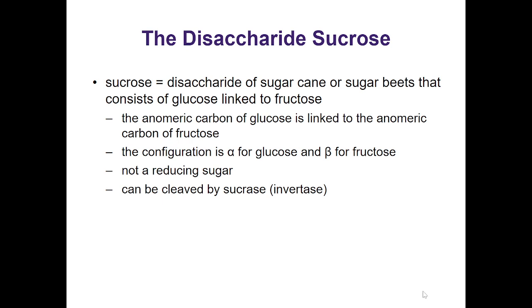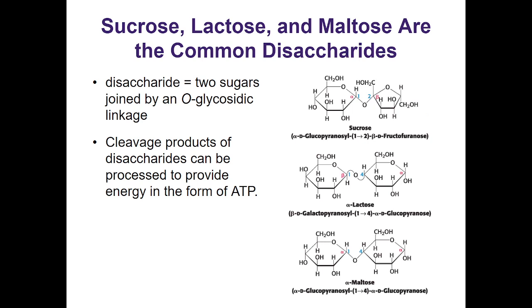So the disaccharide sucrose. Sucrose can be a disaccharide of sugar cane or sugar beets. This will consist of glucose linked to fructose. The anomeric carbon of glucose is going to be linked to the anomeric carbon of fructose, which actually creates a kind of interesting thing that you haven't seen before this, because you have the alpha and beta at the same site, right?